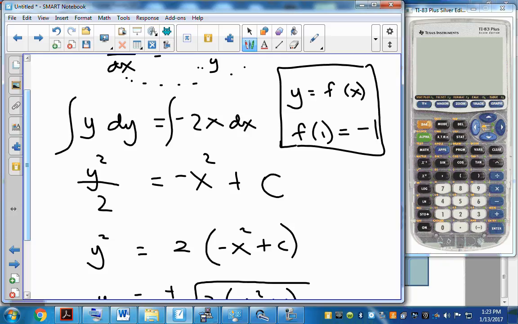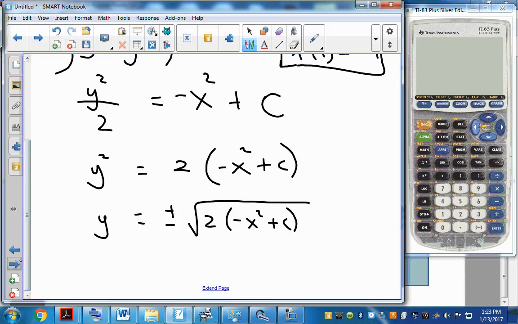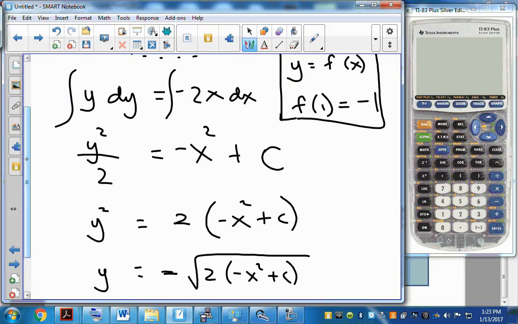Y has to be negative. It says y is negative, right? Y has to be negative. So we want, in this case, not plus or minus, but simply the minus. That's what we want, minus. Okay? And that's going to depend on the condition. If the condition was something else, if f of 1 was 5, then this would be a positive square root.